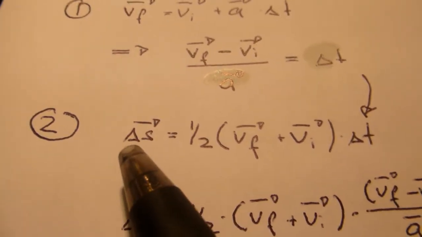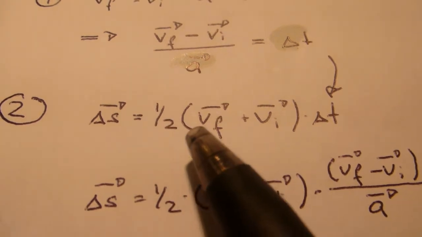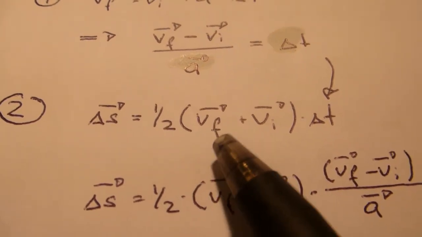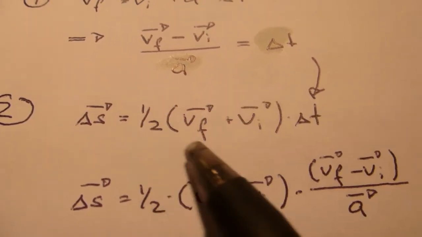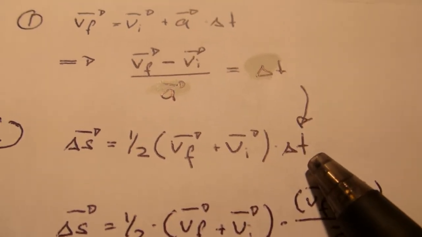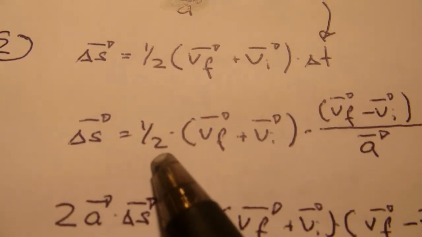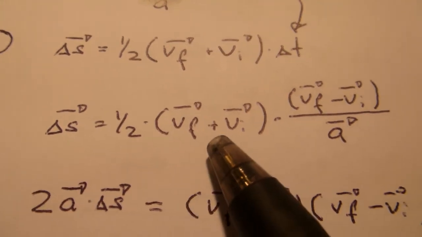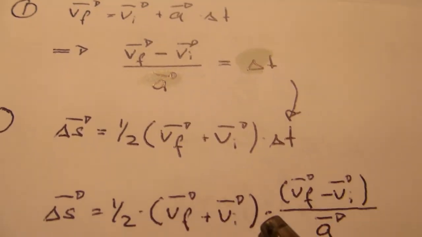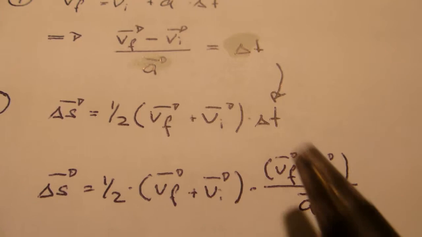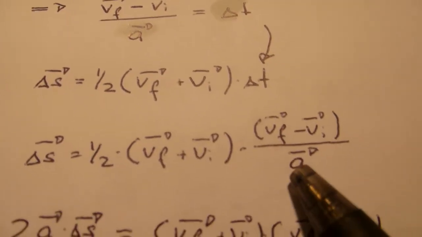Equation number 2 was the change in position was 1/2 final velocity plus initial velocity, which was the average velocity, times delta T. Now we put whatever we have here in that delta T, therefore we have delta S is 1/2 V final plus V initial times V final minus V initial divided by acceleration.